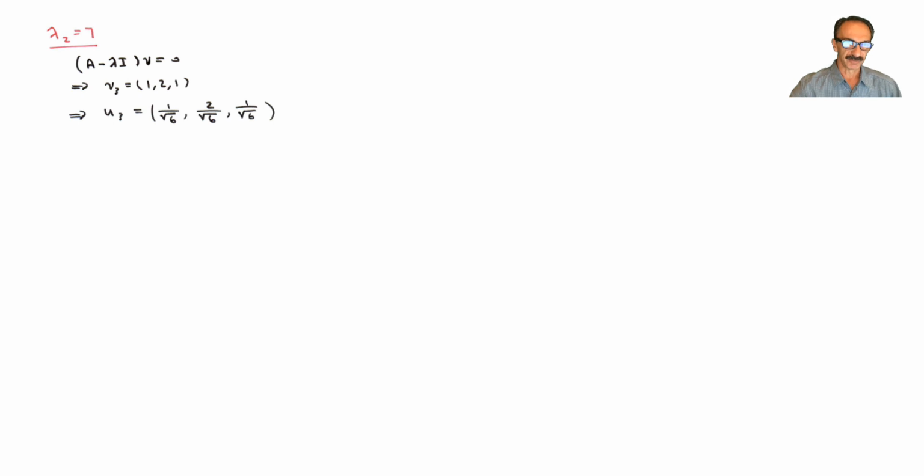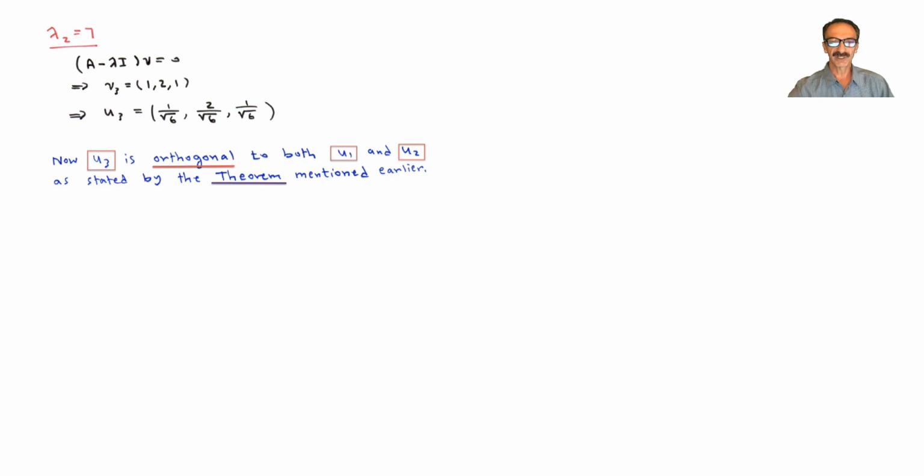Lambda 2 was 7, so you go back and plug in 7 for lambda and you solve for the determinant, and we end up with one vector which is 1, 2, 1. The length or the magnitude of 1, 2, 1 will be 1 squared, 2 squared, and 1 squared, which is under the square root, so the square root of 6. So this becomes a unit vector. Now let's summarize what we have.